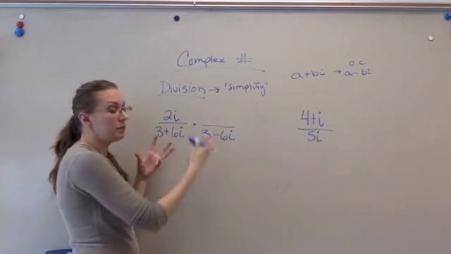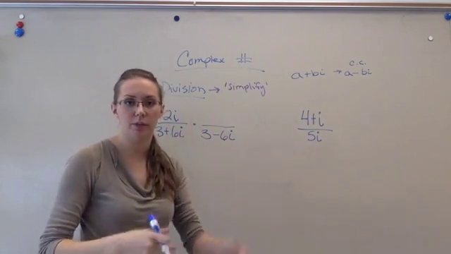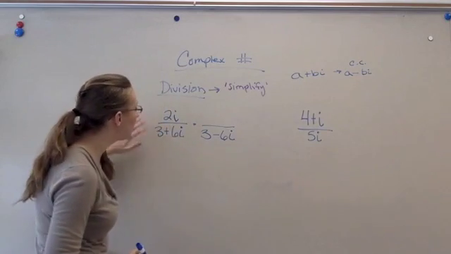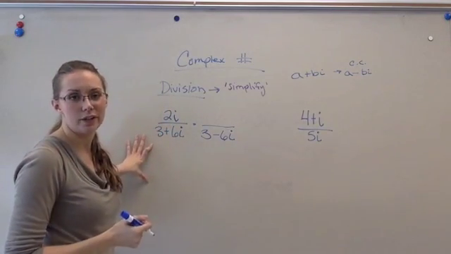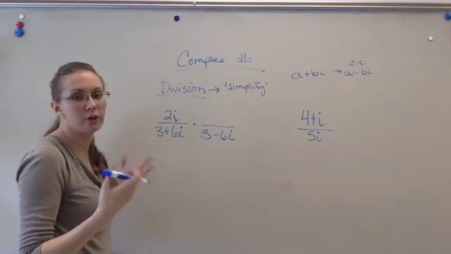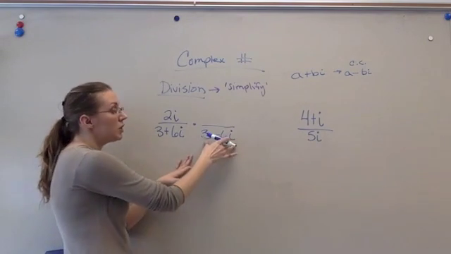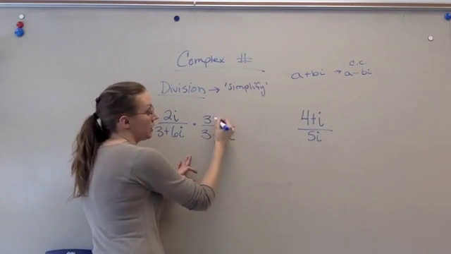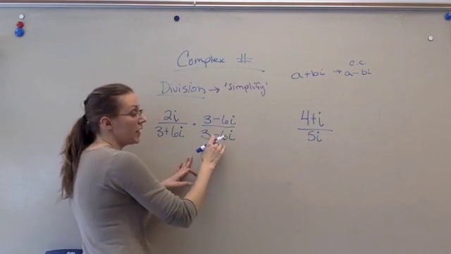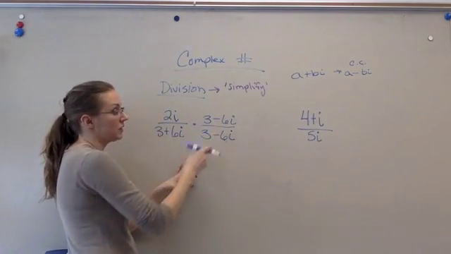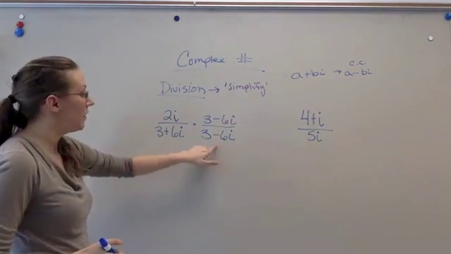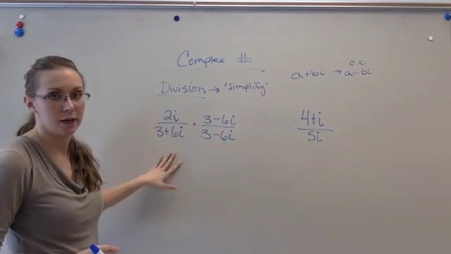Now, in order for this to be equivalent, what we do to one side of the equal sign, we must do to the other. Similar goes with fractions. You guys know how to find fractions that are equivalent. It's the same idea. What we multiply the bottom by, we also need to multiply the top by. So I'm taking my conjugate and I'm putting it in both pieces. Again, the idea is that on this bottom, I want to get rid of the i.